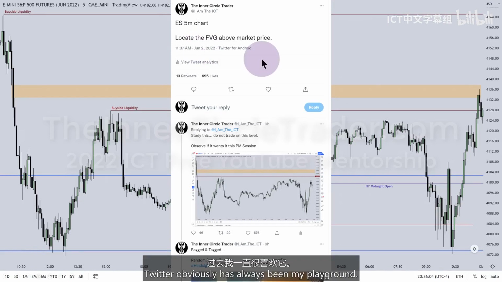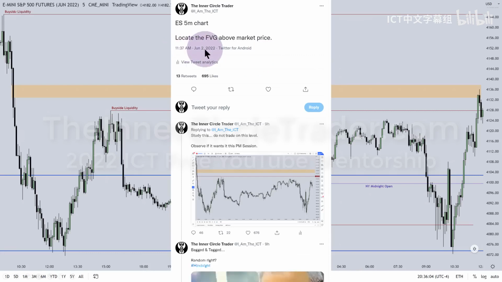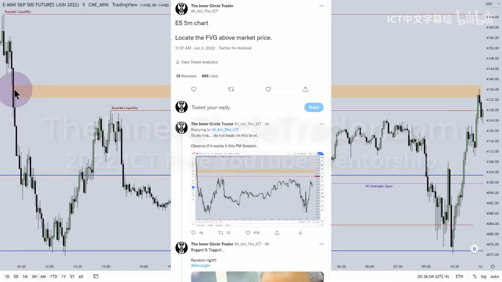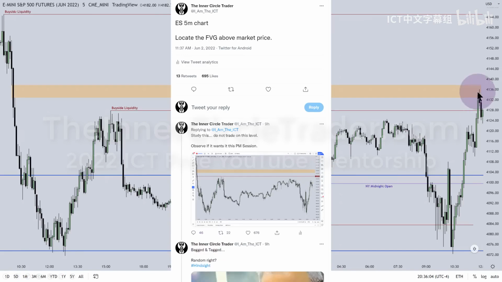But Twitter obviously has always been my playground. I've enjoyed it in the past, and you can see here the time, 11:37 a.m. This is local time, Eastern time. And June 2nd, I asked everyone on E-mini S&P 5-minute chart, locate the fair value gap above market price. That's this one here. Okay, so I gave a little bit of time for folks to look for it themselves, and then I gave this here. Okay, so the market was trading right there, and the draw on liquidity was here. Okay, so obviously you can see here, I tweeted shortly after that, it was bagged and tagged, as it was trading up into that level there.